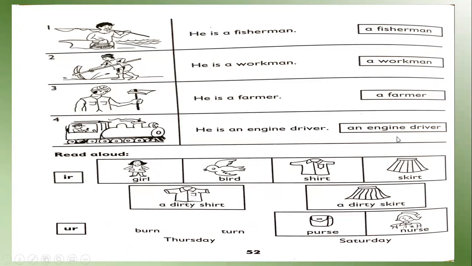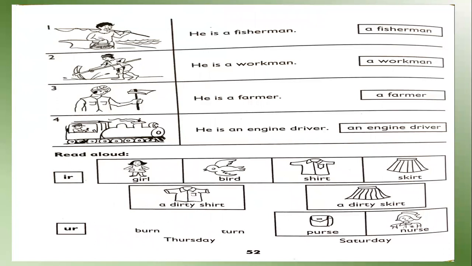Understand, children? These are the different types of professions and occupations. So this chapter is about these professions and occupations. It's just a simple chapter to understand about the work that different people do to earn the money.